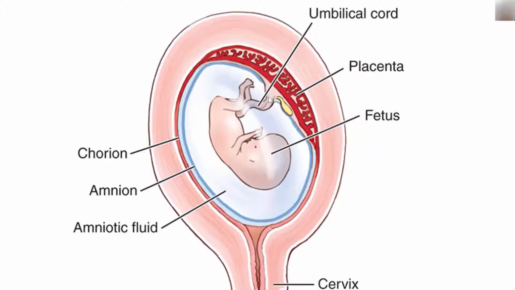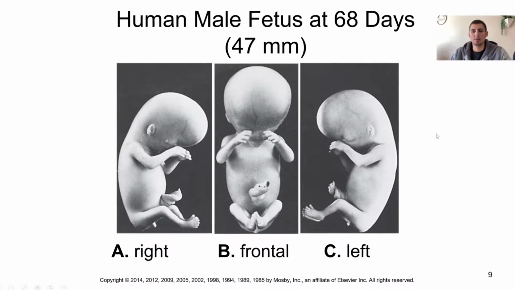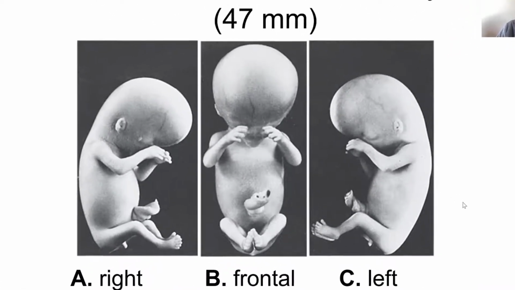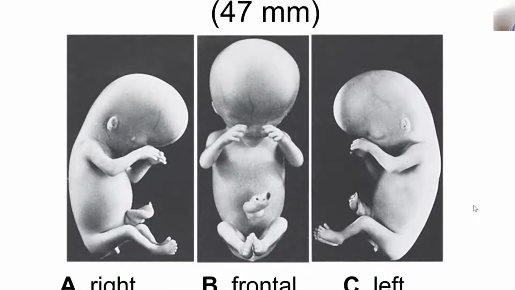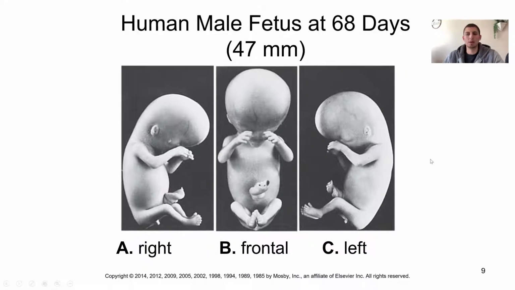Note also the umbilical cord that connects the placenta to the baby. Here's an image of the human male fetus at 68 days. And you can see quite a lot of development has taken place at that point already. So just a little over 2 months, or about 9 to 10 weeks here. Not a whole lot of time, but by the time you know you're pregnant, you've got a well-developed baby growing inside of you already. That's very distinguishable.